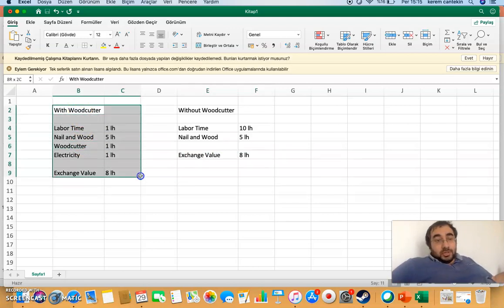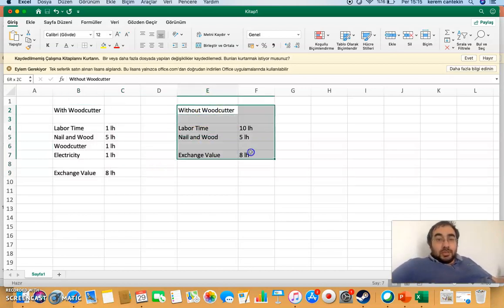Because here I'm assuming most producers, when they can afford it, buy a woodcutter, since by doing that they can produce the table more cheaply. But there are one or two producers which cannot afford the woodcutter and they still have the old method. So for them, the exchange value of the table they produce is still equal to 8 labor hours.